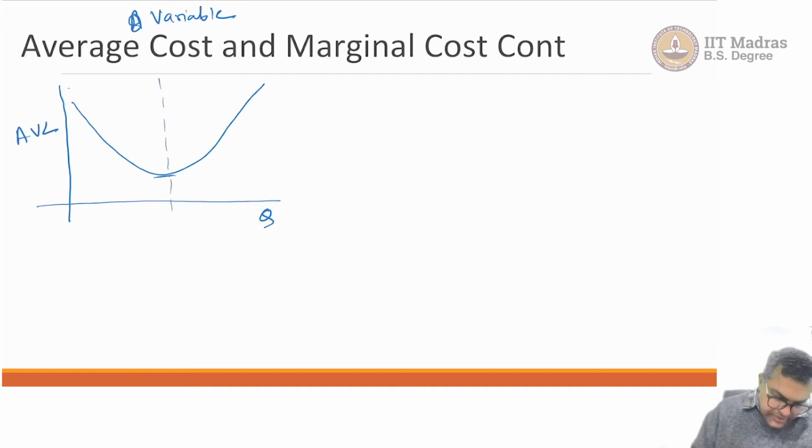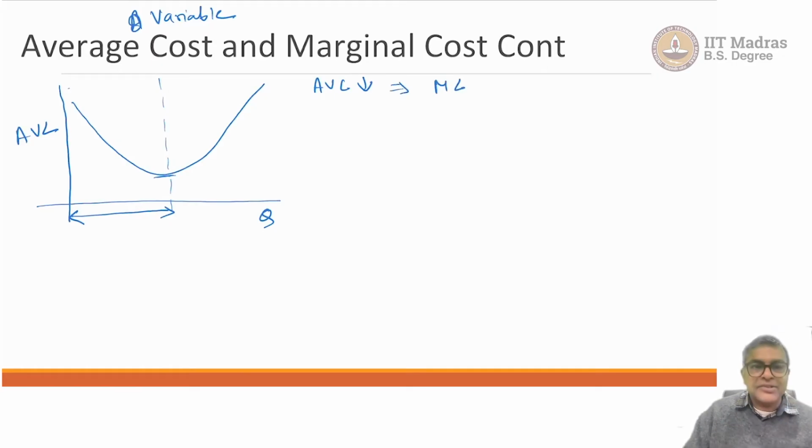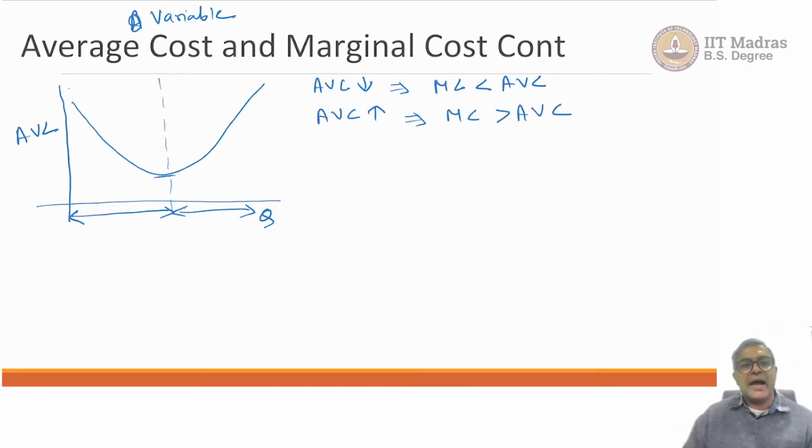So, as we see in this zone, average variable cost is falling. What does it mean? That in this zone marginal cost happens to be less than average variable cost, and this is another zone in which AVC is increasing. So, in this zone marginal cost has to be greater than average variable cost. And so, we will go further and try to see what happens.